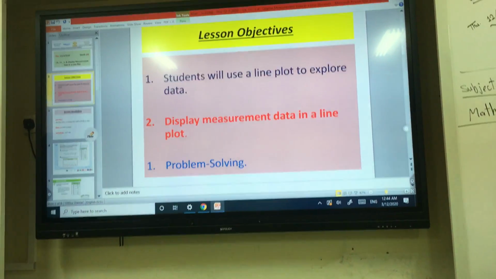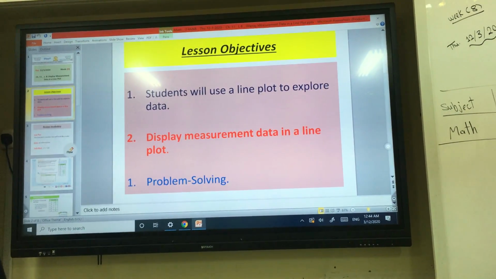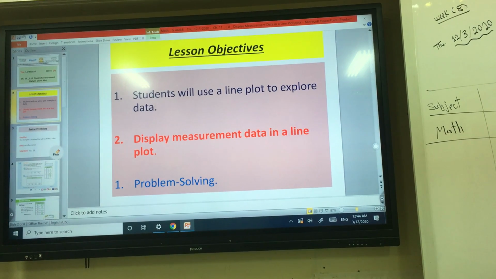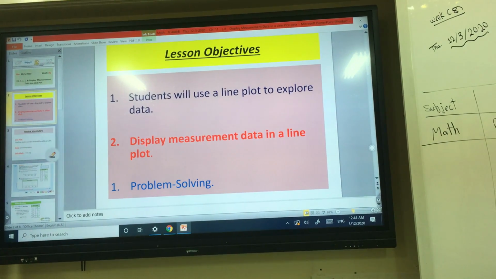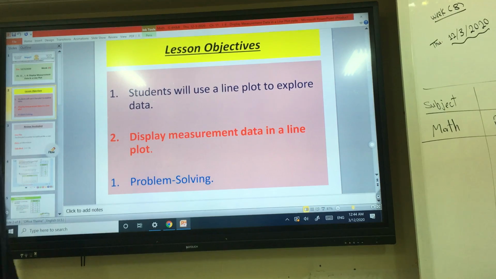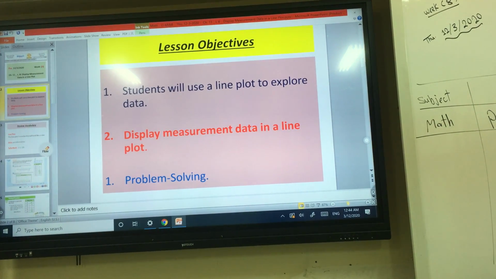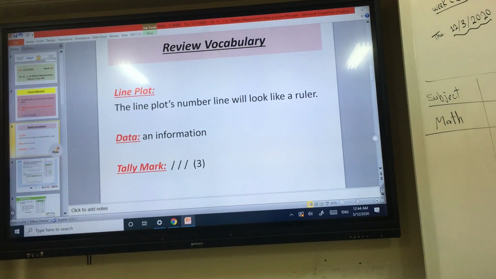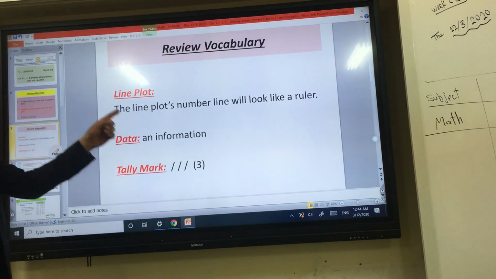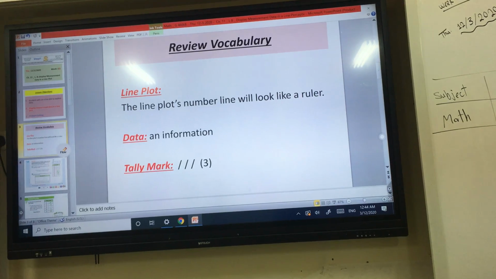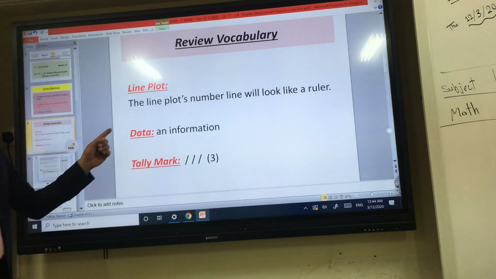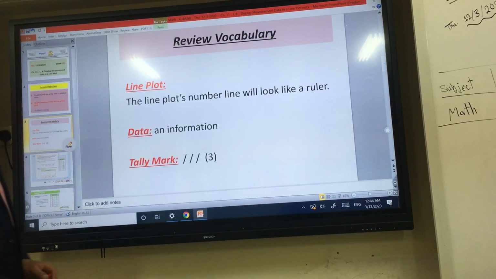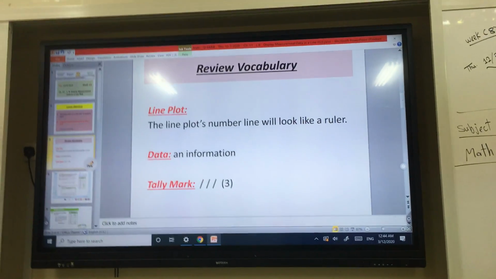Lesson objectives for today. Students will use a line plot to explore data, display measurement data in a line plot, and problem solving. Okay. Our vocab for today's lesson is line plot. What does it mean? A line plot's number line will look like a ruler.